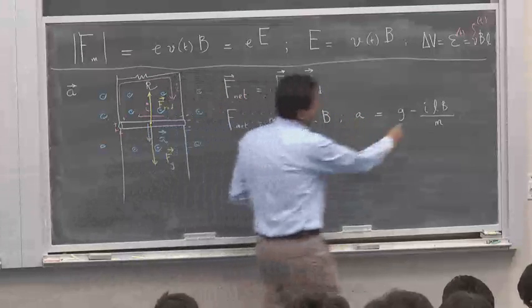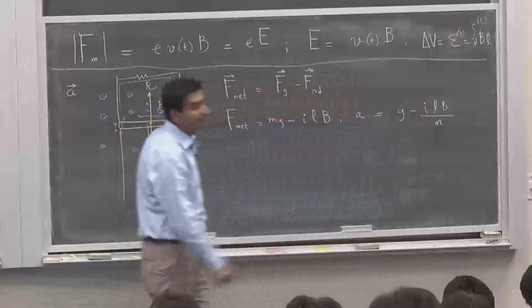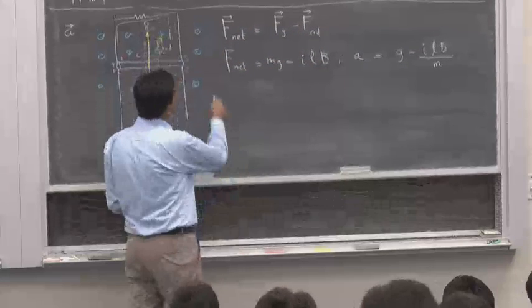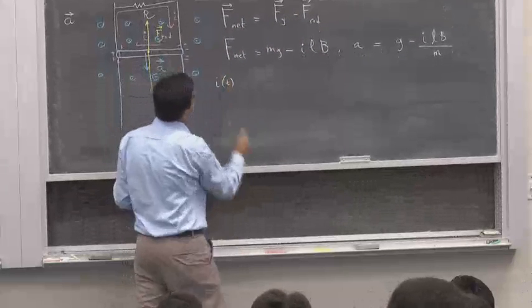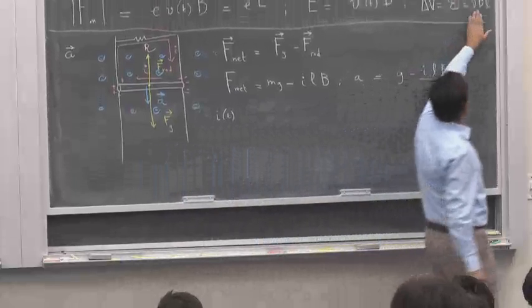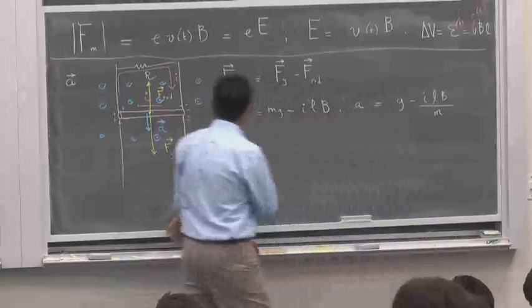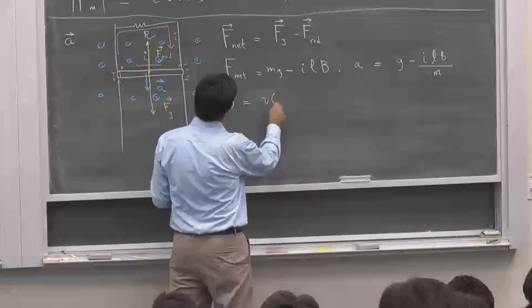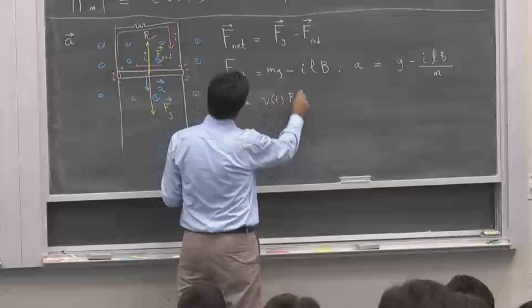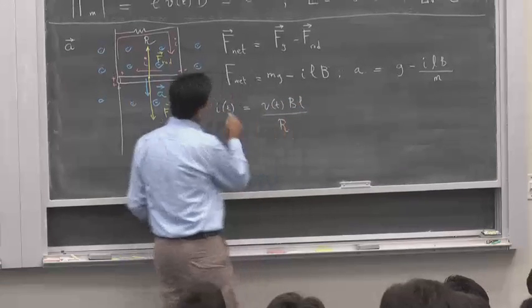Now this current depends upon the EMF. We know that the current depends upon the EMF. The EMF is a function of time. It is B L v, where v is a function of time. The current is the EMF divided by R. This gives me the current.